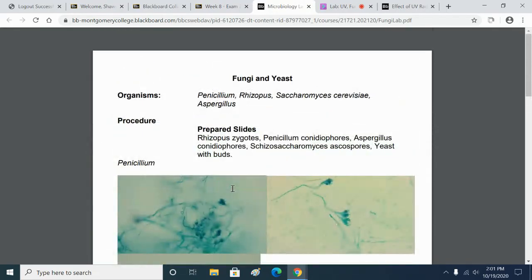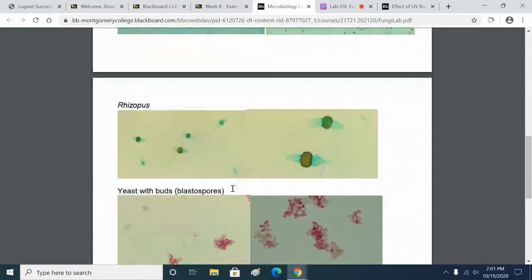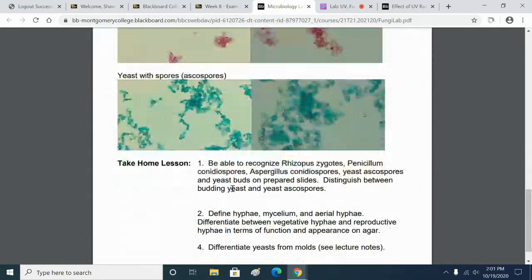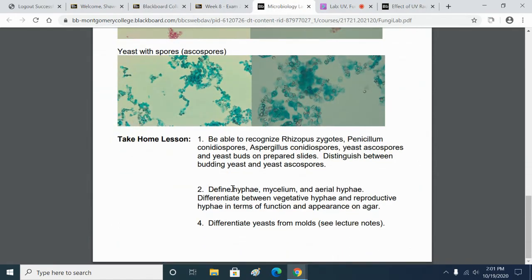So any questions on the fungi? I mean, yeasts are fungi, but I just titled this fungi and yeast. No questions?